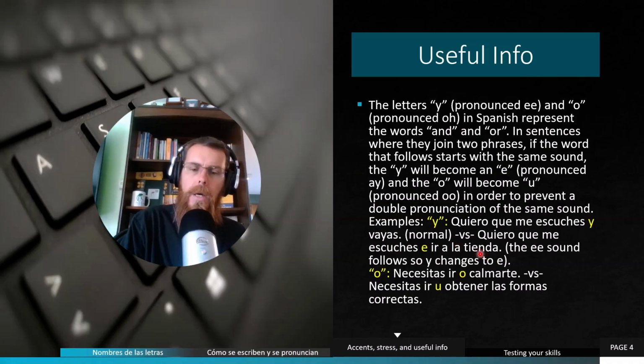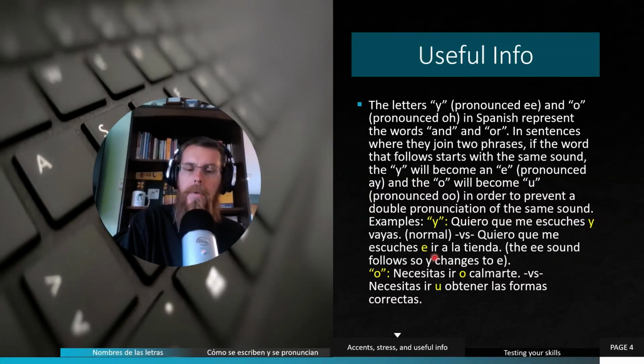Now, it's going to come before an E sound. It doesn't necessarily have to be the I vowel. It just has to come before the E sound, because sometimes there might be an H, and H's are silent. It still makes the E sound, so therefore it's still going to change. Quiero que me escuches e ir a la tienda.